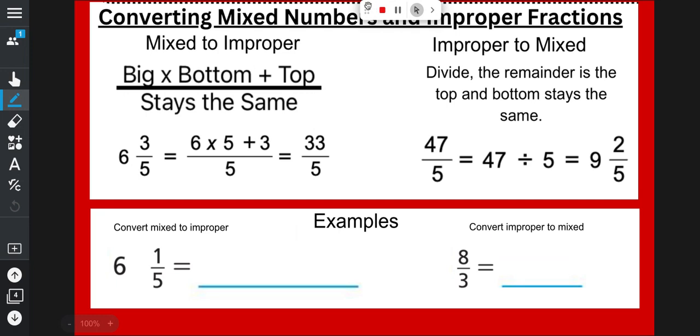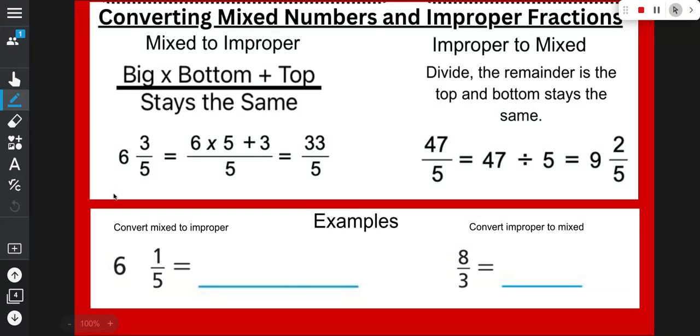Our next concept is going to be converting mixed numbers and improper fractions. In order to change from a mixed number, which has a whole number and a fraction, to improper, we can do big times bottom, so our big number times our bottom number, plus the top number. The reason we can do this is if I have 6 whole objects, that means I have 6 pies that have 5 out of 5 pieces.